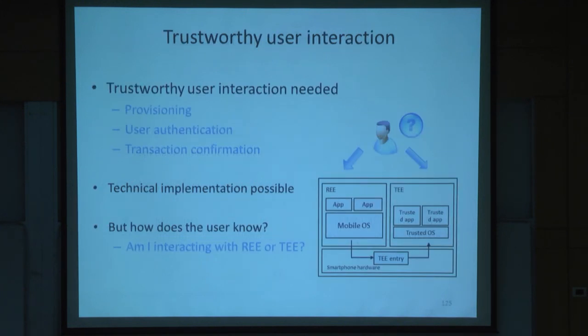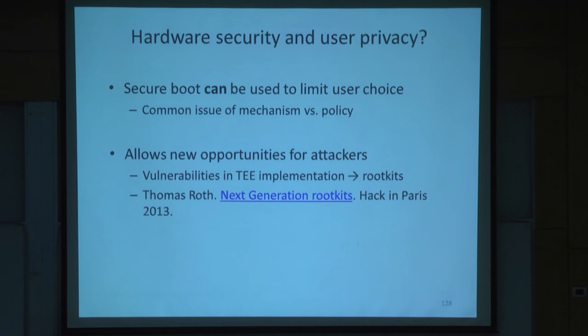The one before last is this trustworthy user interaction that we talked about. Trustworthy user interaction is needed for various things like provisioning, user authentication, transaction confirmation. And there have been enough examples of how, if you don't have a trusted user interface, malware can interfere with all of these. Technical implementations are possible, but especially on mobile devices, in the end it's a question of cost.